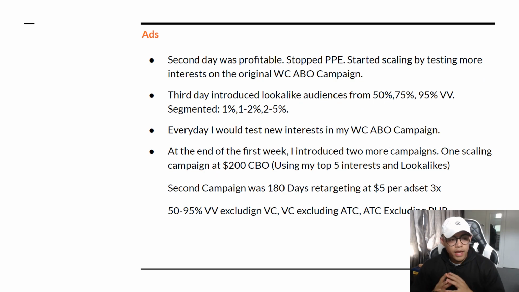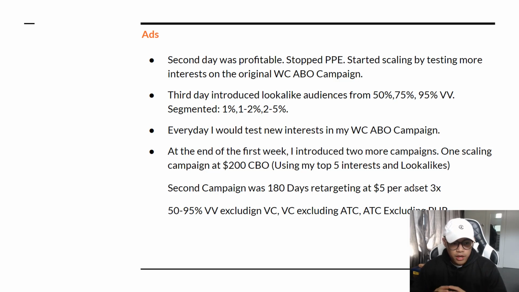Okay, so what happened was, second day it was very profitable. I stopped my PPE campaign because I didn't need to anymore. Started scaling by testing more interests on the original WC ABO campaign. So I just duplicated my single interest that made sales and basically created more interests, which is what you call horizontal scaling. Now, the third day, I introduced lookalike audiences from 50%, 75%, 95% video views, segmented using 3 segments: 1%, 1 to 2%, and 2 to 5%.